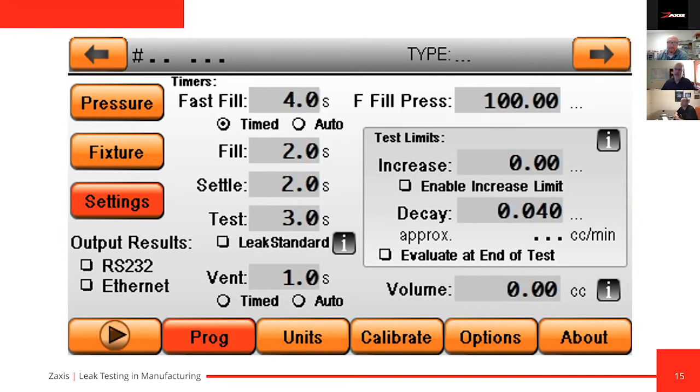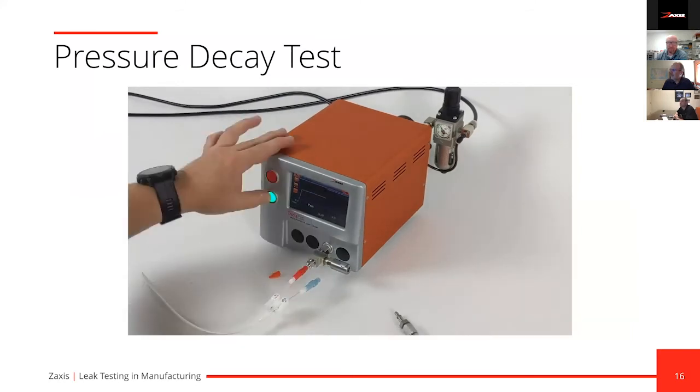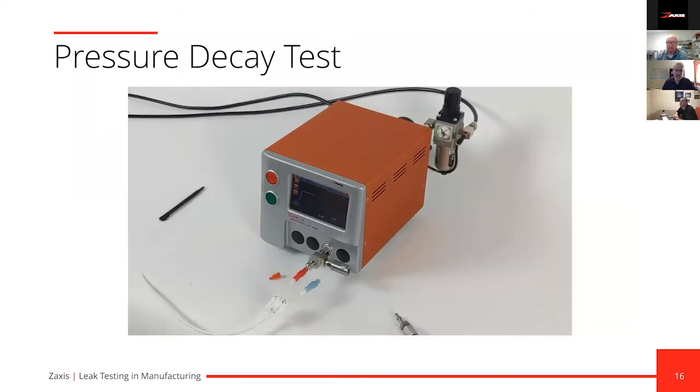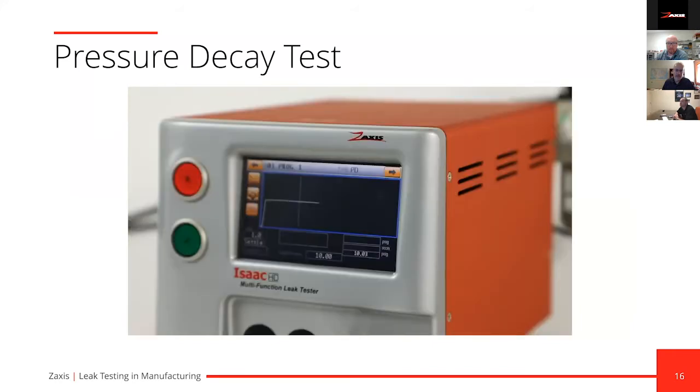All right, so now if we look at the tester running, we're going to start the test. You're going to see the line drawing on the screen. And then this is a close-up of it drawing on the screen. So you can see the tester running a test and performing all those steps.